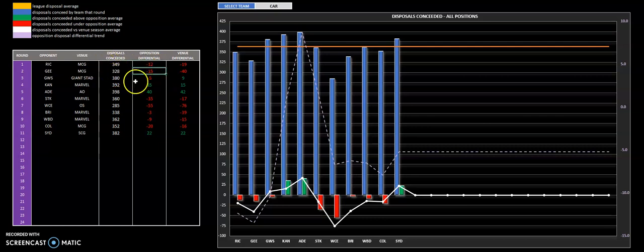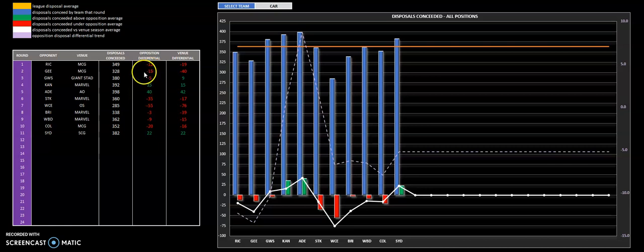Similarly, in round two, they gave up 328 to Geelong, which seems like a very low number, but it's actually only 15 below Geelong's normal average. And so that's quite an interesting thing, because if you just look at raw numbers here, it looks like Carlton's been really heavily defensive in this game, but they're actually only mildly subduing the opposition.